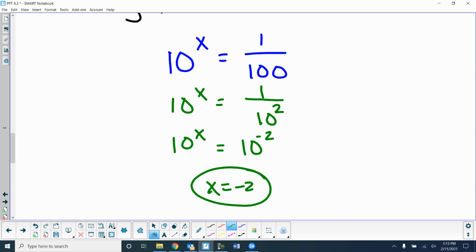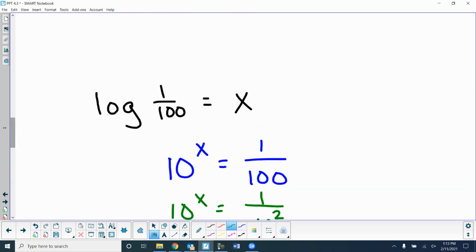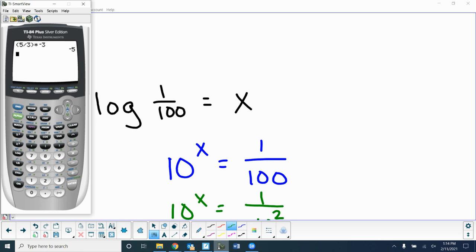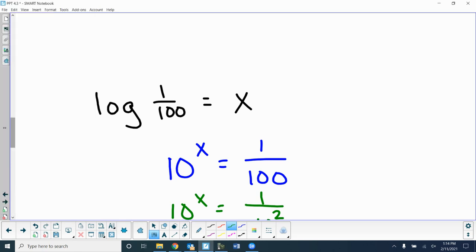Okay? Now, since this was base 10, common log, I could have just done this. Log. Whenever you hit log, it brings up that left parenthesis, so make sure you close it off. And there's that -2. So that's one it'll actually do for you when it's the common log, the base 10 one. All right, these making sense?